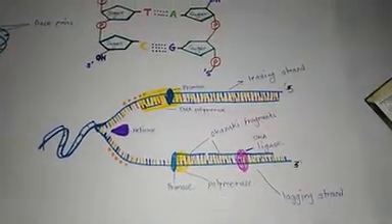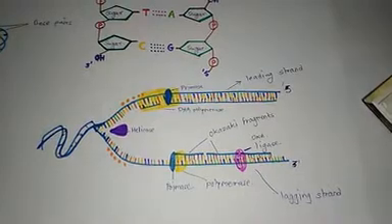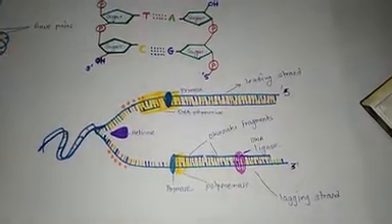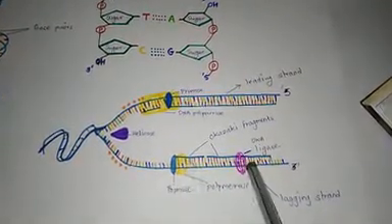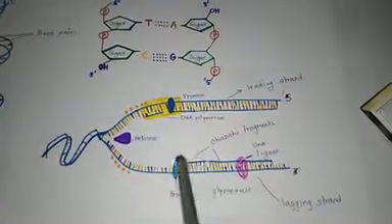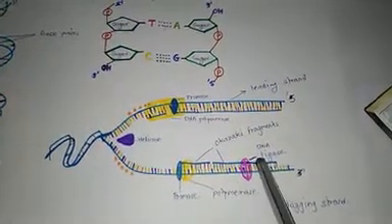Thus, DNA replication is semi-conservative. After replication, one strand is old and one strand is a newly synthesized strand.